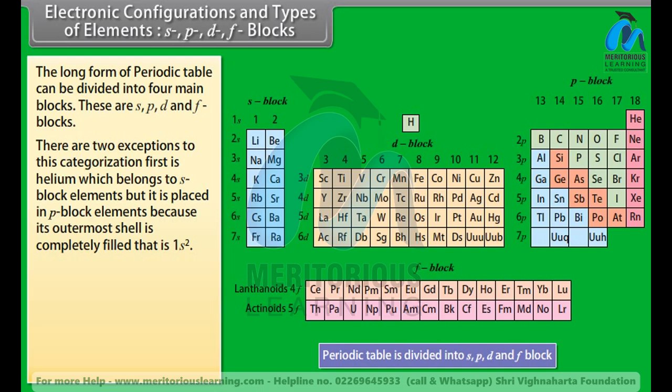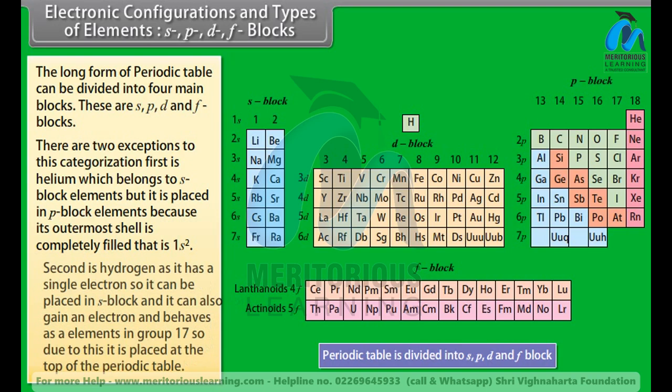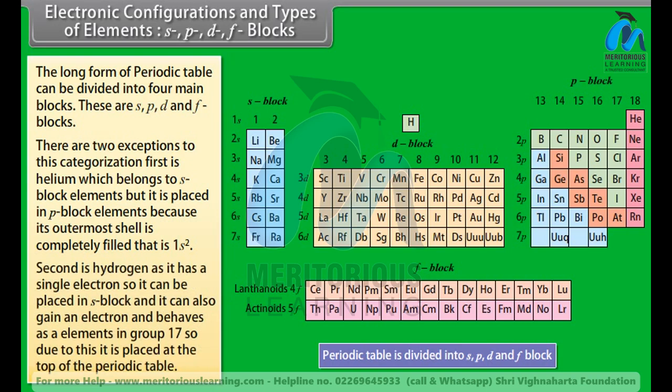First is helium, which belongs to s block elements, but it is placed in p block elements because its outermost shell is completely filled, that is 1s2. Second is hydrogen. As it has a single electron, it can be placed in the s block, and it can also gain an electron and behave as elements in group 17. So, due to this, it is placed at the top of the periodic table.